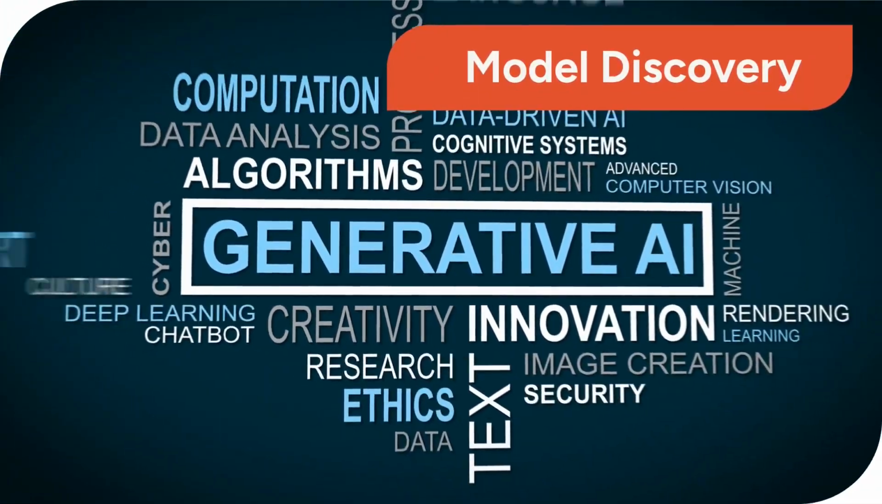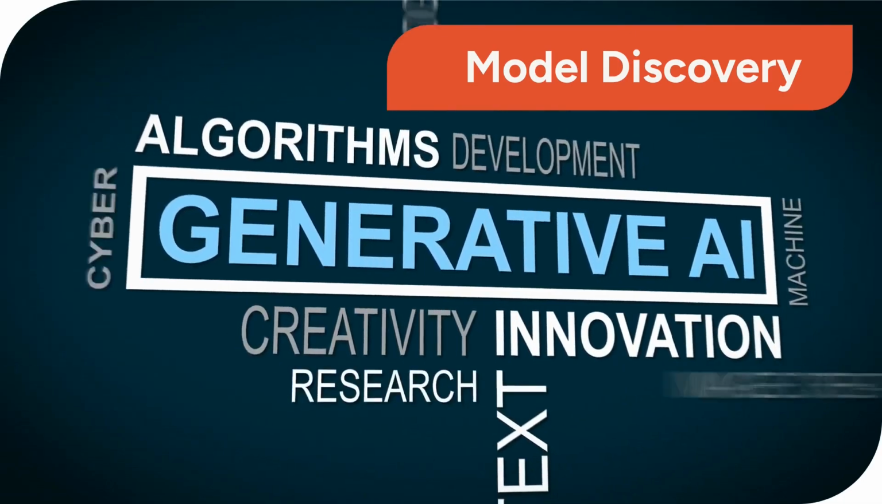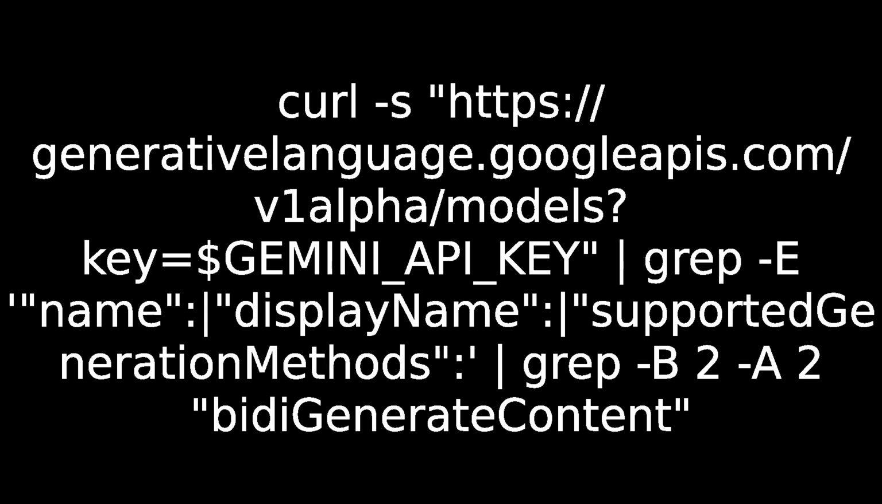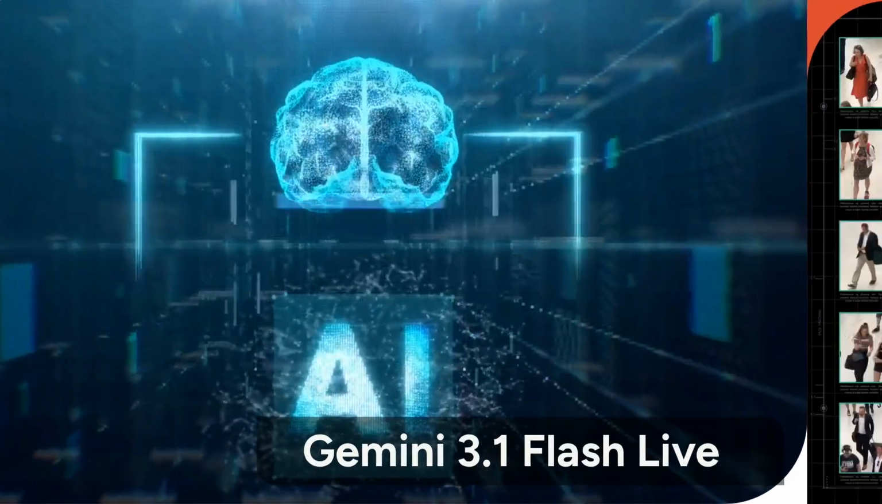Google updates their models constantly. To find the exact one we need, we can hit the Gemini API directly from the terminal using a curl command. I added a filter specifically for bidiGenerateContent. That is the technical name for the bidirectional Live API, essential for our Jarvis project. From that filtered list, I grabbed the latest Gemini 3.1 Flash Live Preview model, which gives us that ultra-low latency, interruptible, native audio-to-audio experience you saw in the demo.